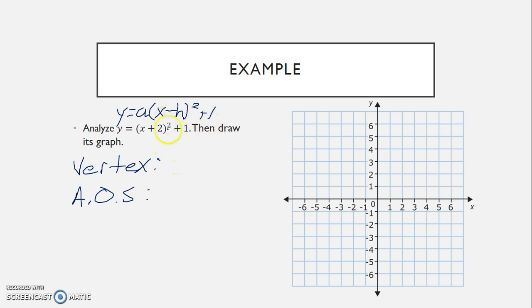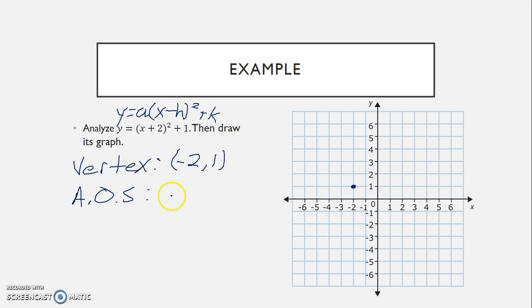So right off the bat, remember on the inside, it's opposite. Sorry, this should be k. So since we have a plus 2 here, it's going to be a minus 2. So our x-coordinate is negative 2. And then we have k on the end, and it's the same sign. So here it's a positive 1. So we get (negative 2, positive 1), and we graph that on our coordinate grid.